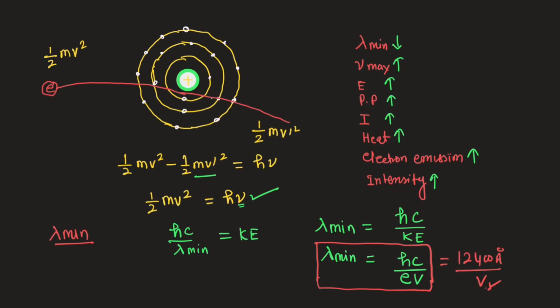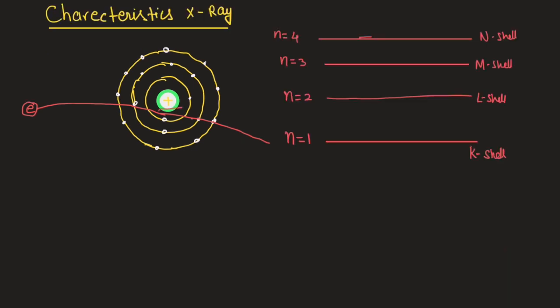Now, what happens if this electron collides with another electron, let's say this electron? It will apply some force and give some energy, so this electron might jump from this shell to somewhere else, let's say to here. Now, when this electron returns back, it will emit some energy. That type of X-ray is called characteristic X-ray.